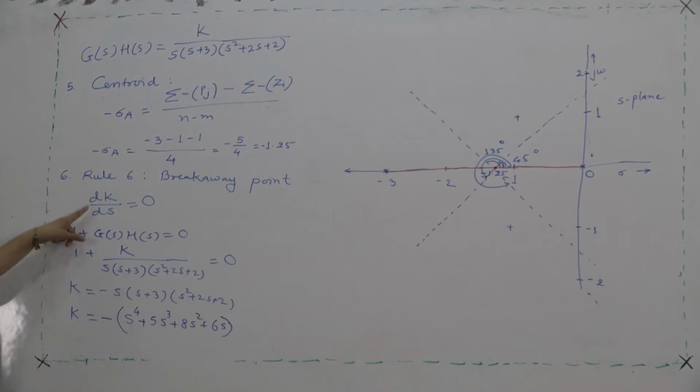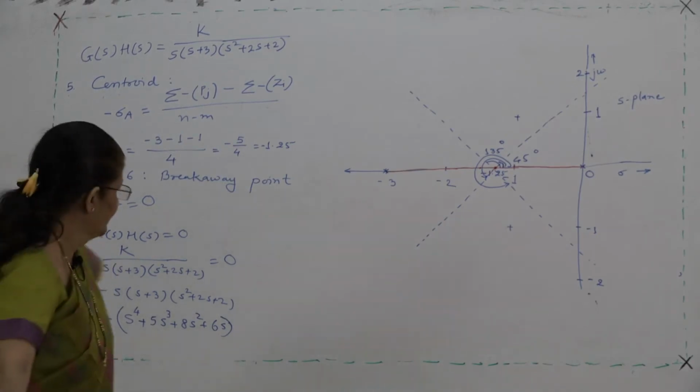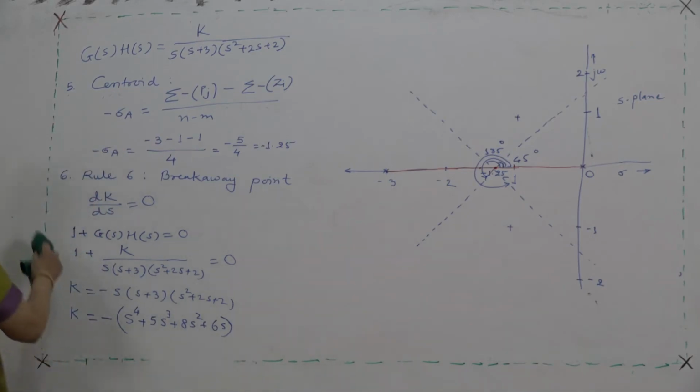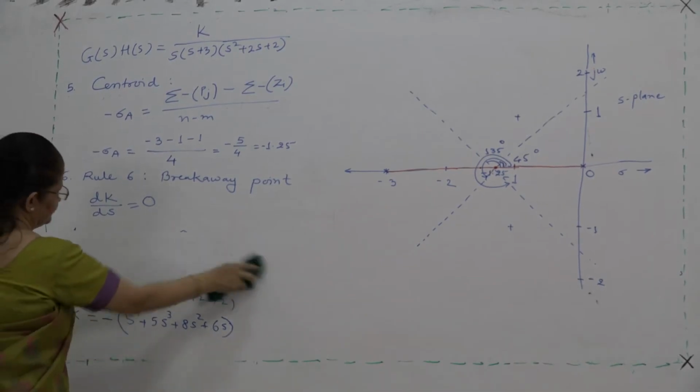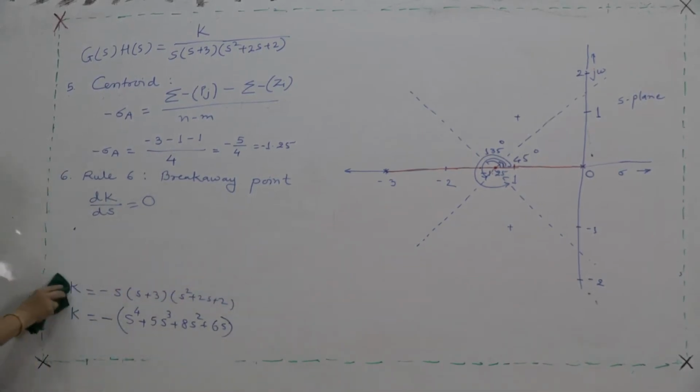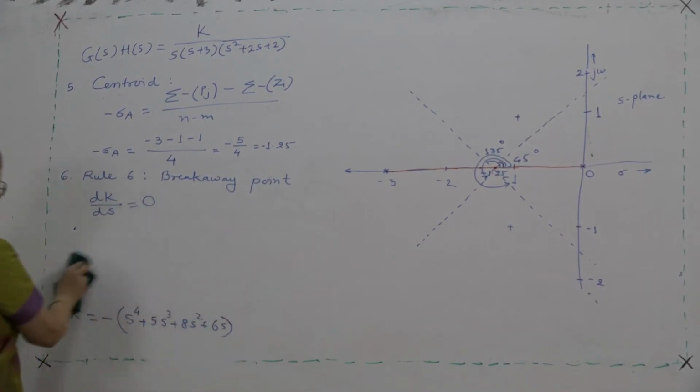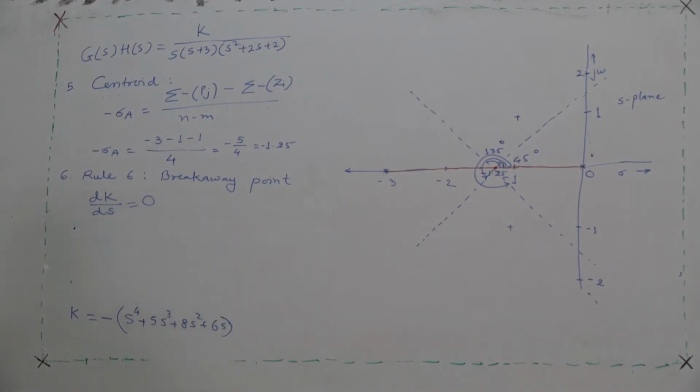So, what are you getting here now? You are getting the representation of k as a polynomial of s. Why is it required? Because you want to find dk by ds, the derivative of k with respect to s. So, find dk by ds now and equate it to 0.